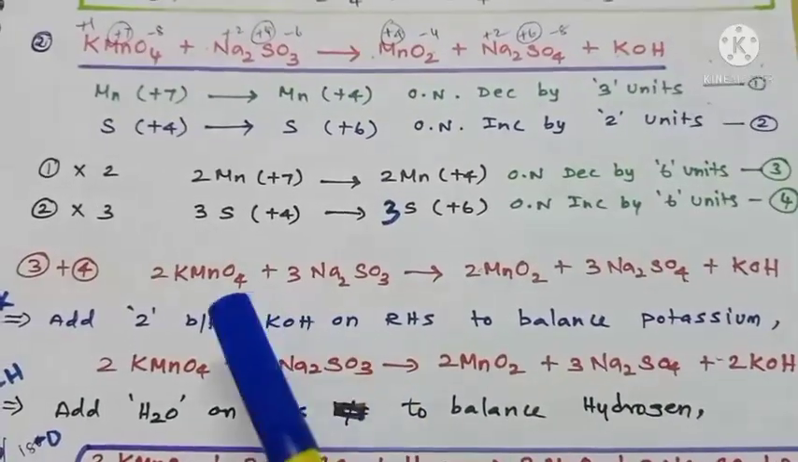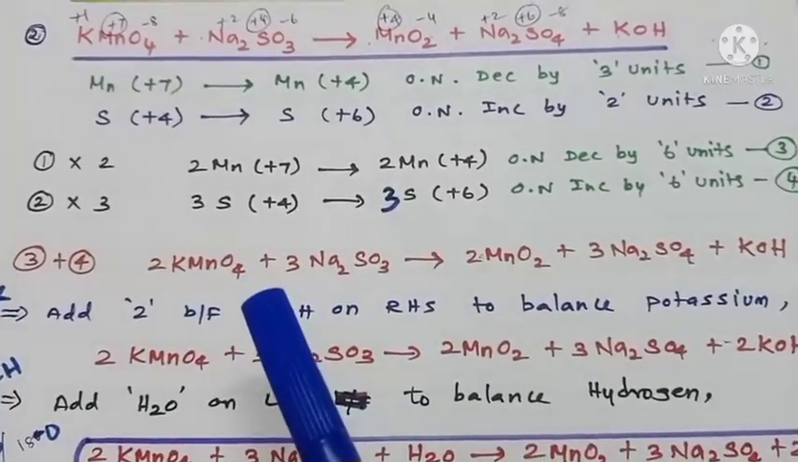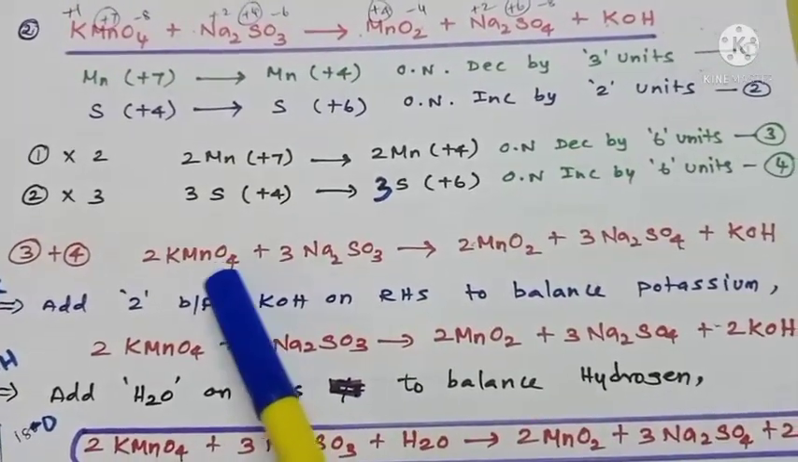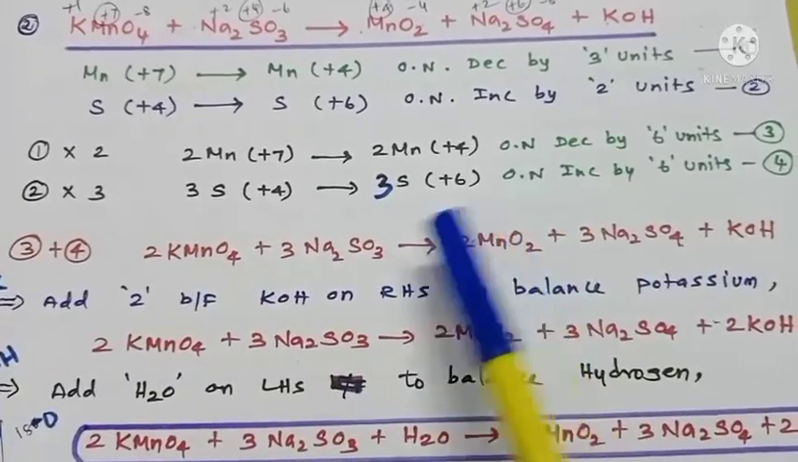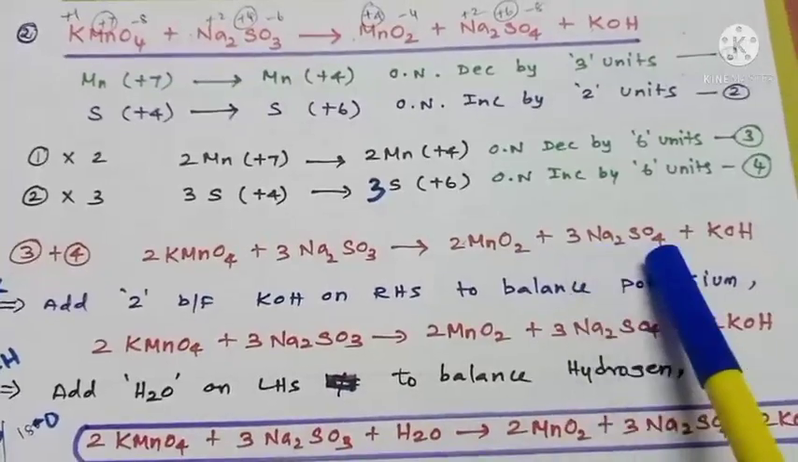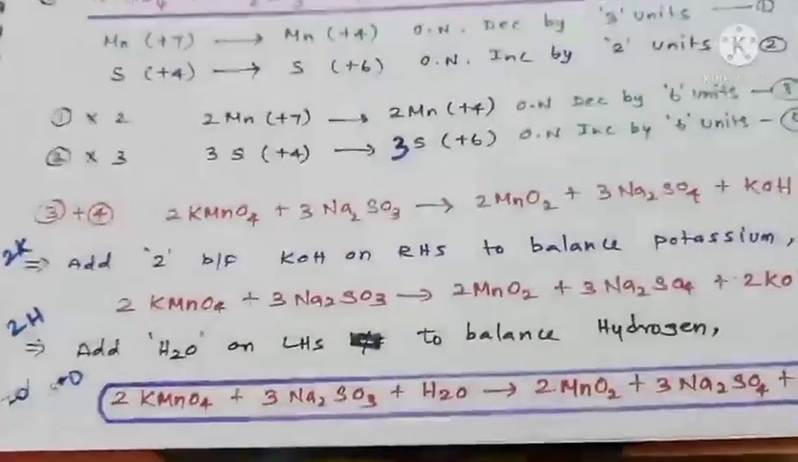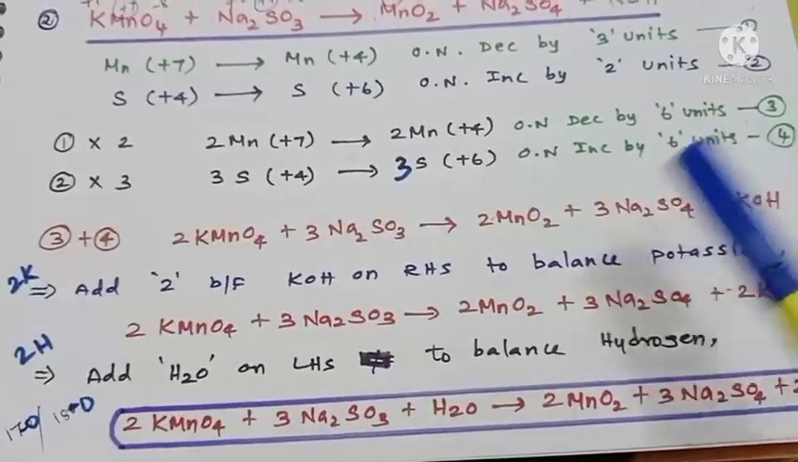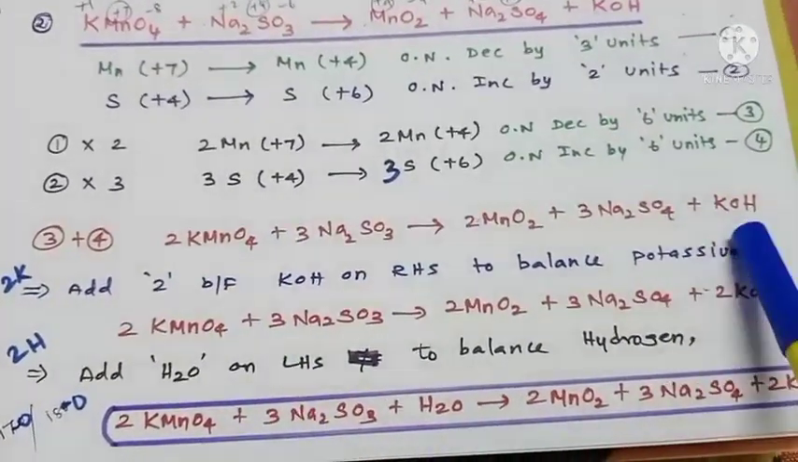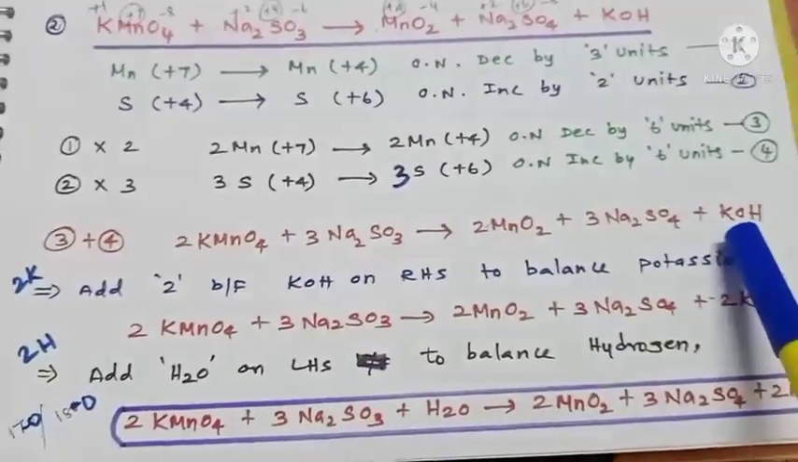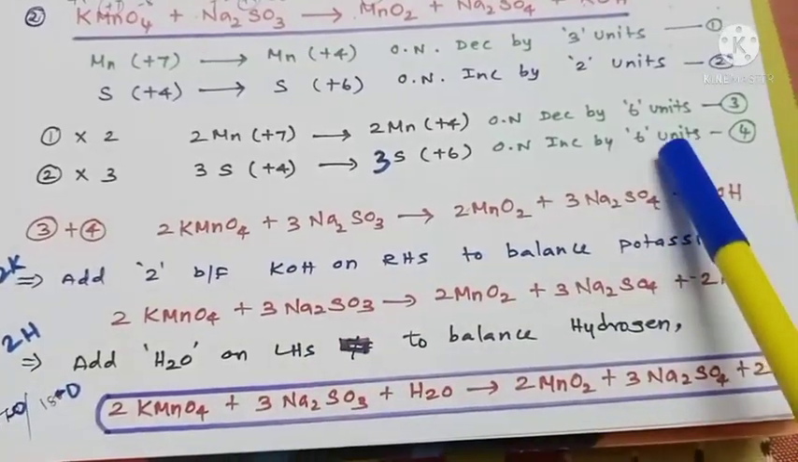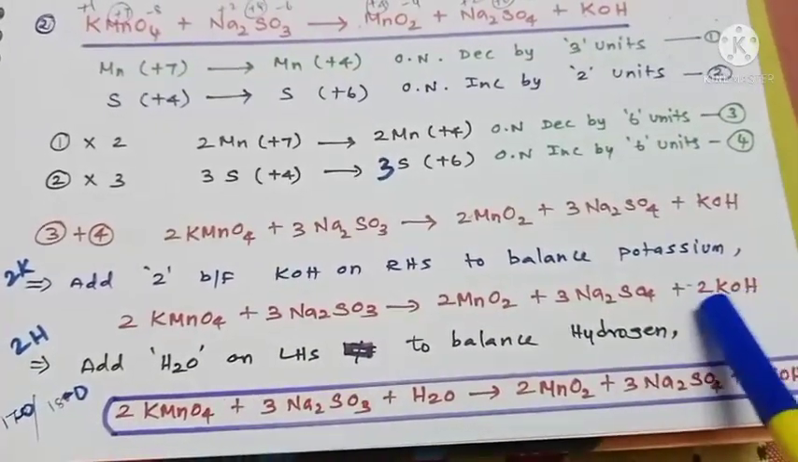Right. But now let us check the number of atoms which are reduced and oxidized, isn't it? Manganese is reduced, left side 2, right side also 2, balanced. Sulfur is getting oxidized, isn't it? Left side 3 sulfur, right side also 3 sulfur. So those two atoms are balanced. Now we can go for the other atoms. Okay, right. Now left side there are 2 potassium atoms, but right side only 1 in KOH, isn't it? But now to balance potassium, I am going to add 2 before KOH on right hand side. So it becomes 2KOH, isn't it?